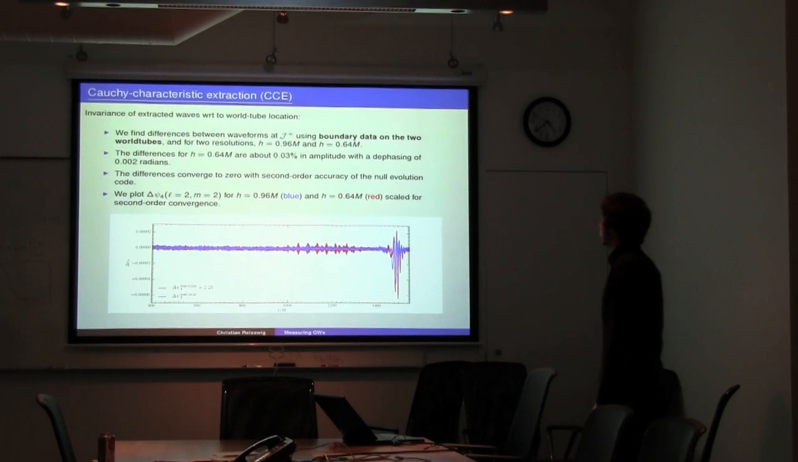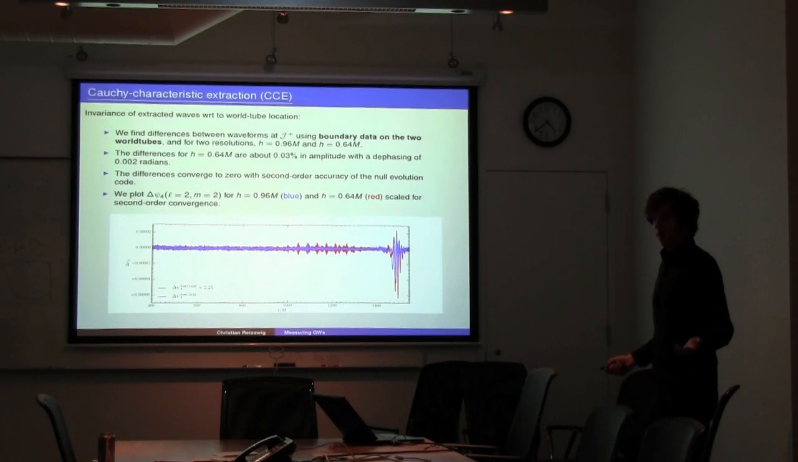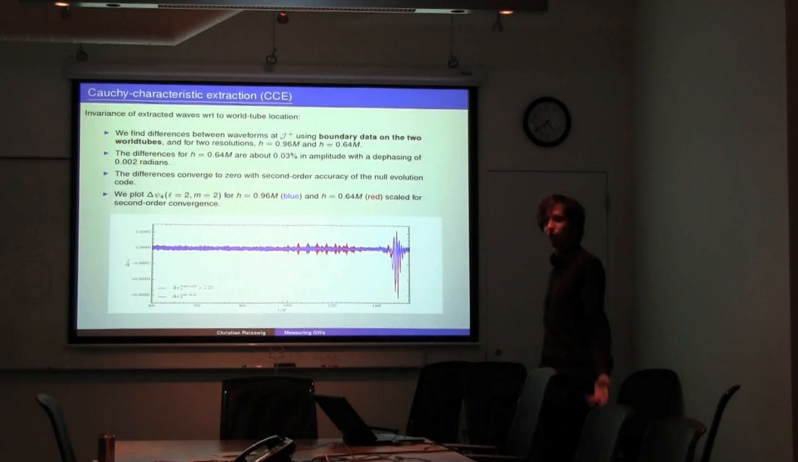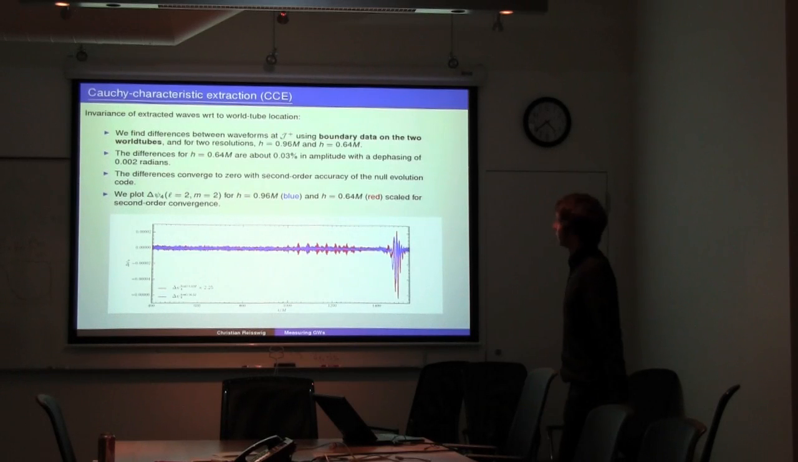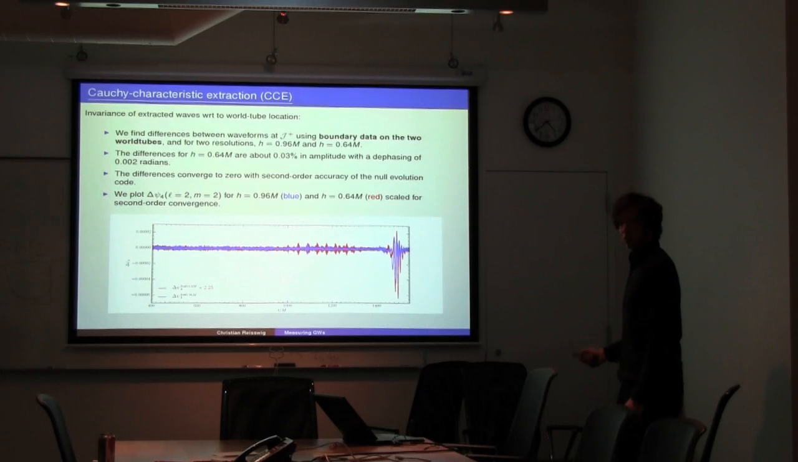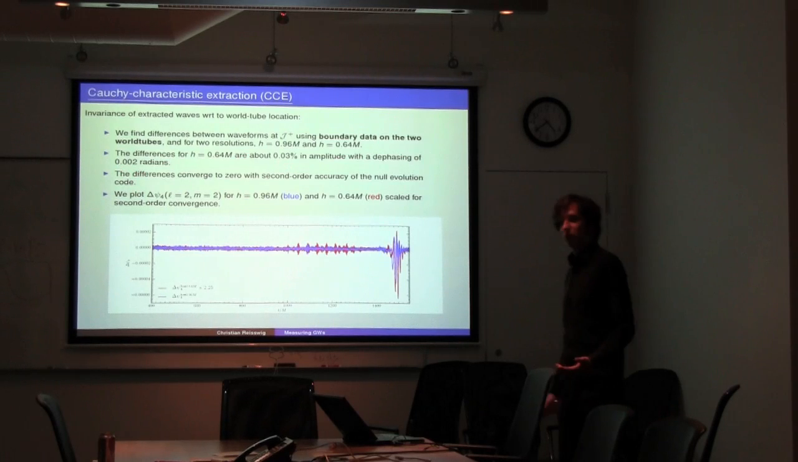like second order. And if the initial data were inconsistent, then this would actually show up in this test here, because ultimately, if you crank up your resolution to infinity, there must be some difference simply because the initial data is different. But fortunately, with no numerical accuracy here, we don't see that. And actually, the differences in the waveforms between these two different world tube locations are of the order of 0.03% in amplitude and a dephasing of 0.002 radians, which is extremely small.